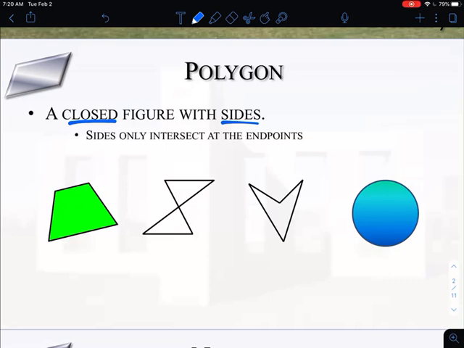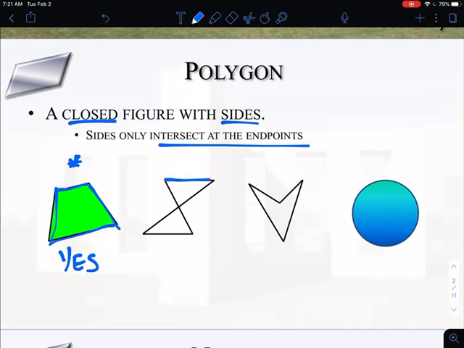What's important about this definition is that when we talk about sides, we're talking about sides that only intersect at the endpoints. As I look at my four shapes down below, if we're looking at this definition, we have this green trapezoid off to the side. As we look at that, we notice that it's closed. There's no openings. We have sides that we can physically see all the way around. And those sides don't cross over one another. They just meet at the endpoints and then turn and move on to the next part of the shape. So this would be considered a polygon.